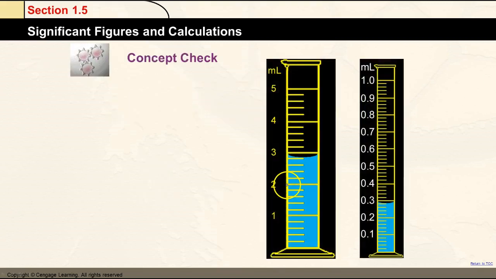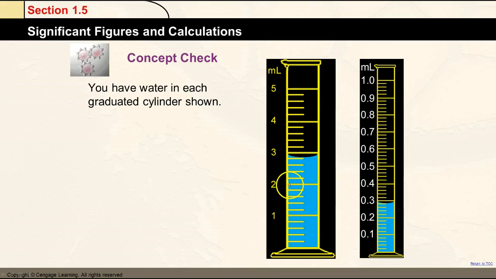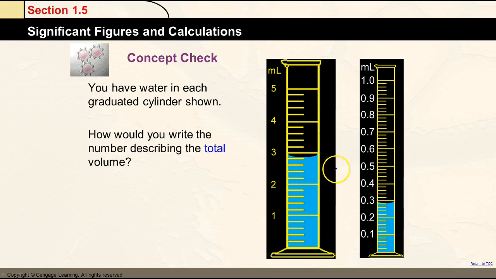Just a couple more slides here. Let's make sure we understand our sig fig calculations here. If we have 2 graduated cylinders, both of these are different. How would we describe the total volume?